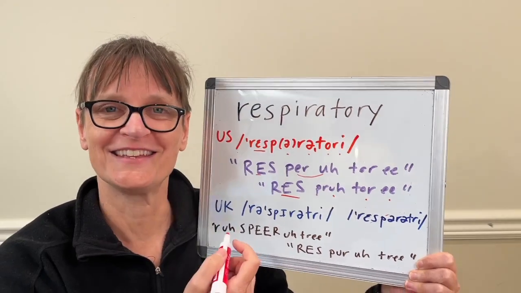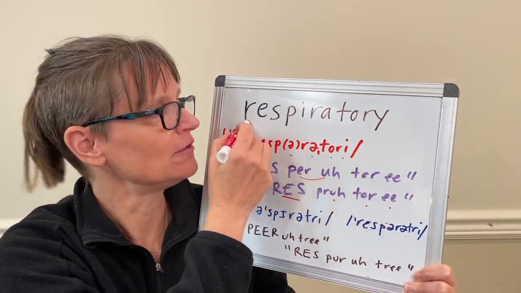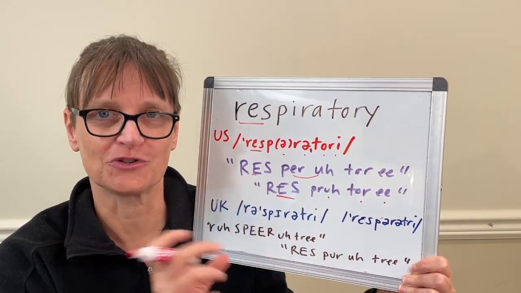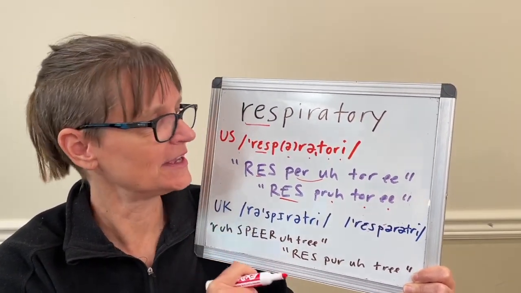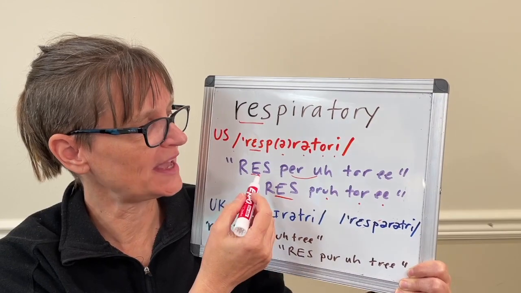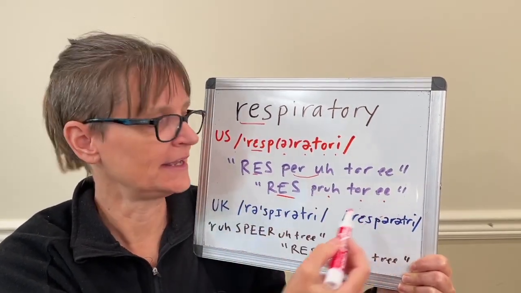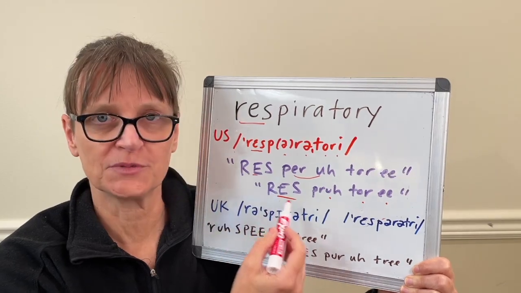In both cases, in American English, it is stressed on the res syllable. Res is long and the other syllables are short, which is why that reduction happens. So let's try both ways. First we have respiratory. Secondly, we have respiratory.